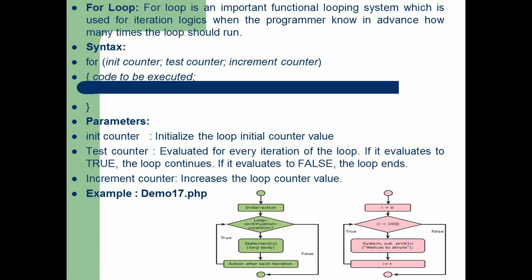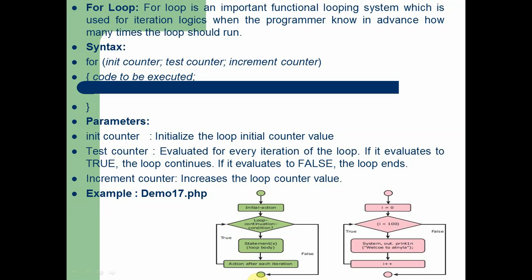It is an important looping system which is used for iteration. Iteration means executing a group of statements or a single statement more than one time, when the programmer knows in advance how many times the loop should run. So for loop is a loop structure which can be implemented when the programmer knows how many times the loop should run. Here in the diagram you can see a flow chart displayed to understand the looping structure.